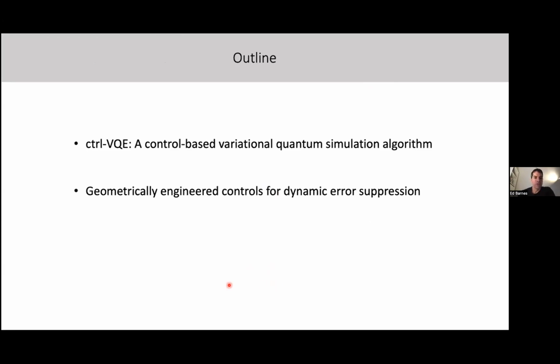So the first part of my talk will be about this control-based variational quantum simulation algorithm called control VQE, where we pursue this idea of eliminating the gates in favor of just directly controlling the pulses applied to the qubits. And then if there's time in the latter part of the talk, I'll talk about new methods for designing control waveforms to combat errors while at the same time implementing gate operations.